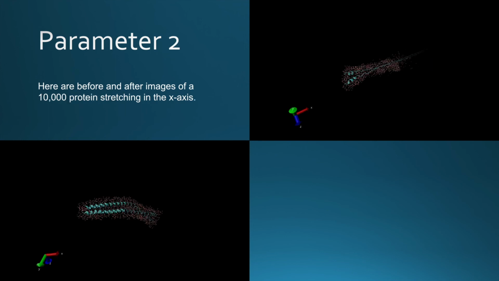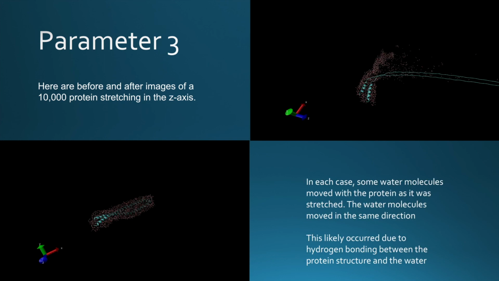In parameter 2, these are the before and after images of the 10,000 protein stretching in the x-axis, and even more stretching, as you can see, than the 5,000, which obviously makes sense. And the water molecules are further spread out yet again. And finally, parameter 3 is stretching of 10,000 in the z-axis.